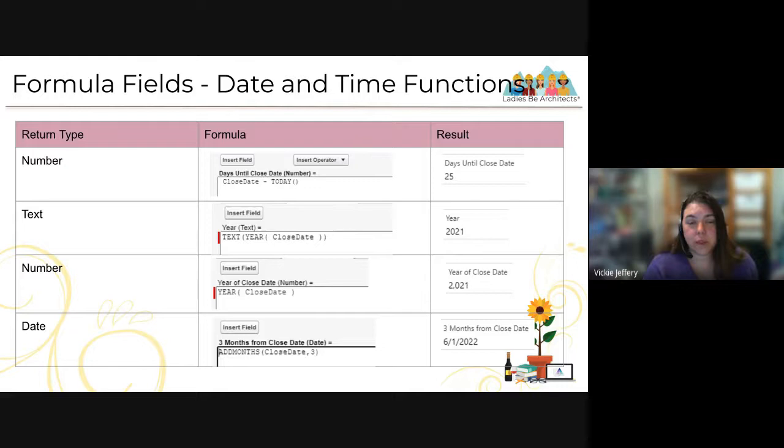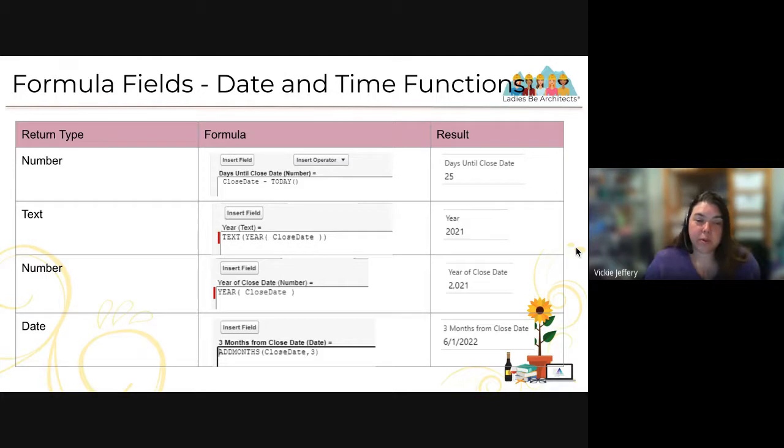So what this one does, if we look at the year part of it, I'm saying, what is the year of the close date? That's going to return 2021 for me if we're in this year. But I want it to display as text, so I've put TEXT around the entire formula, and it will come back as text. If I don't do that, you can see in the next one down that it's going to come back as a number. Even if I put the return type as text, it won't allow me to have that come back as text, and it will ask me to put TEXT around it to return that as text.